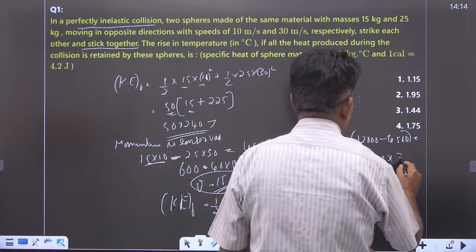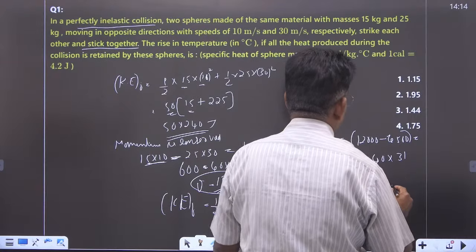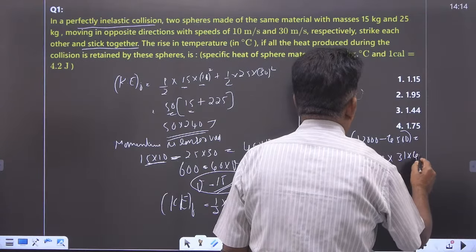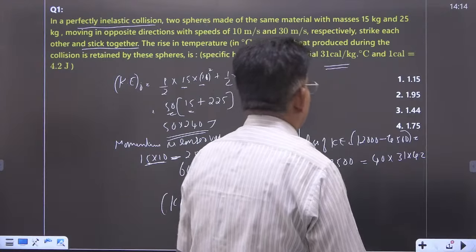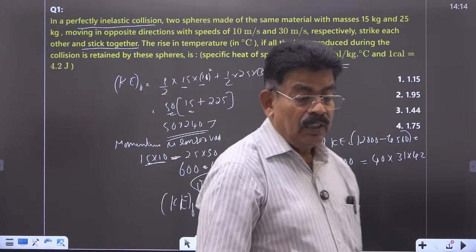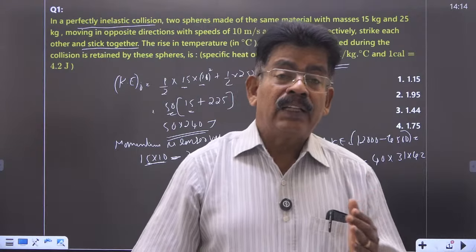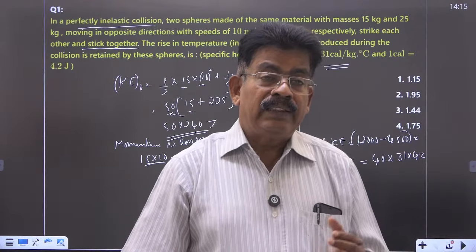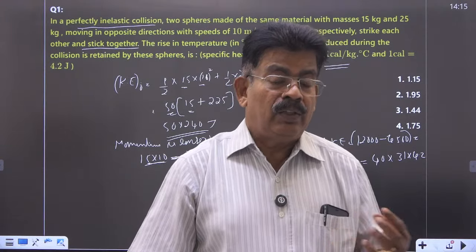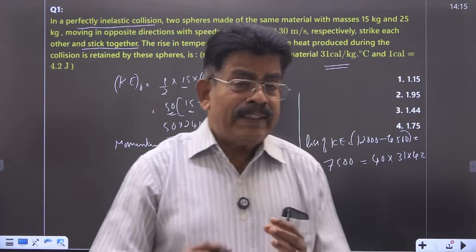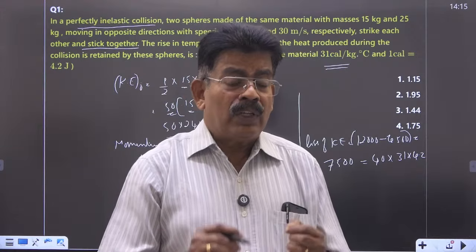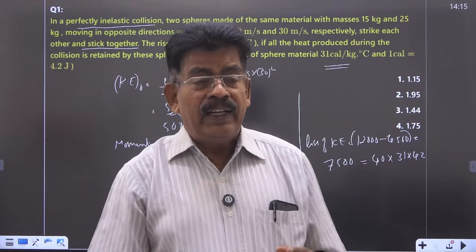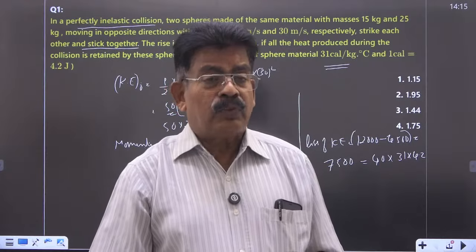Specific heat is 31 calories per kilogram. Therefore, 31 into 4.2. Yes, specific heat you have to take. So make it clear that specific heat is given in calories per kilogram. You will be getting heat in calories, and mass should be taken in kilograms. Earlier also I told you, we are not adamant about the unit system. Whatever manner we have taken specific heat or latent heat, accordingly heat will be coming, accordingly mass will be taken.